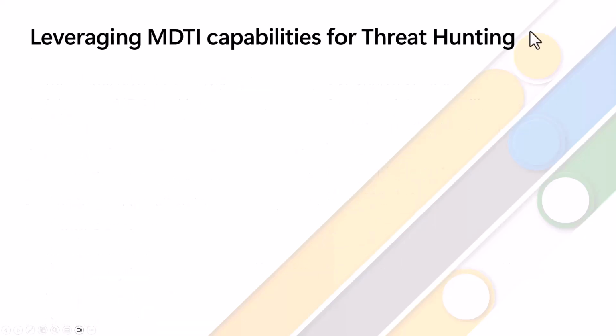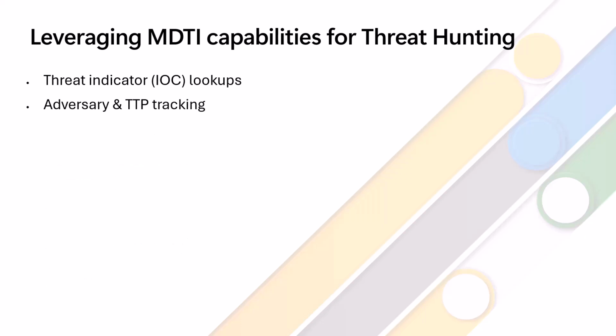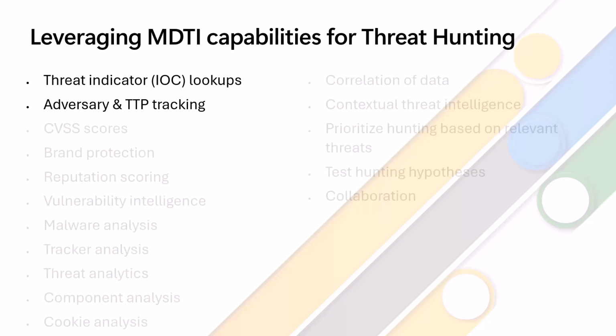Okay, let's look at some more specific examples of how MDTI capabilities can be leveraged for threat hunting. Threat indicator lookups allow you to search for known indicators of compromise, or IOCs, such as malicious IP addresses, domains, and file hashes to identify potential threats in your environment. Adversary and TTP tracking tracks adversaries and their tactics, techniques, and procedures, or TTPs, typically using the MITRE ATT&CK framework to understand their behavior and improve threat detection and response.